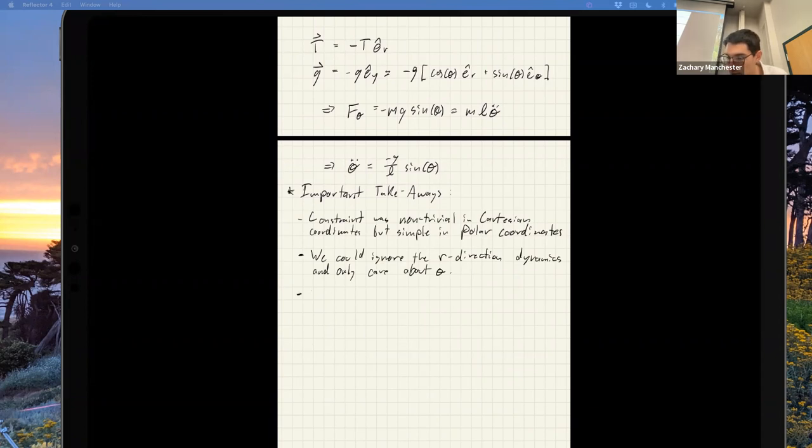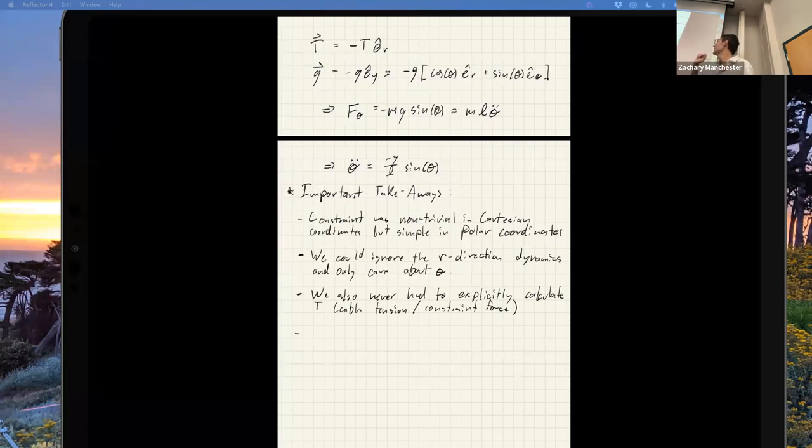Let's see. The other thing that happened is we also never had to explicitly calculate that tension force, which is sort of cable tension or constraint force. Let's see, other things. So yeah, kind of the gain here, what hopefully should be becoming apparent, is that coordinates are like a huge deal and can make your life way easier or way harder. And in particular, F equals ma doesn't make your life easy when wanting to specify weirdo coordinates.